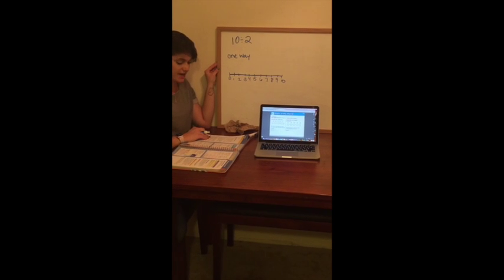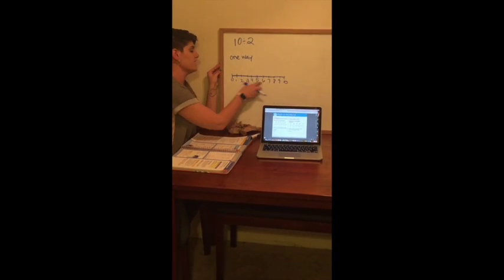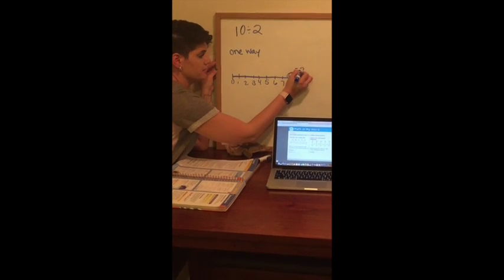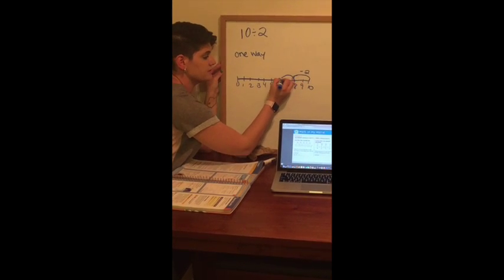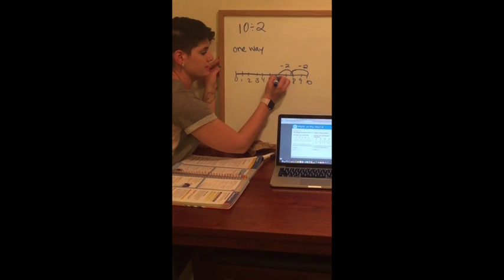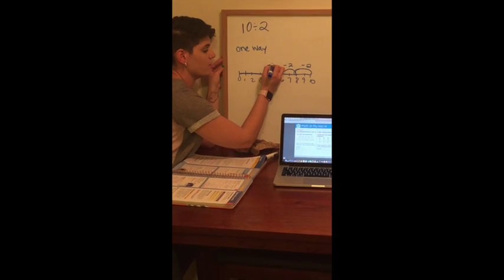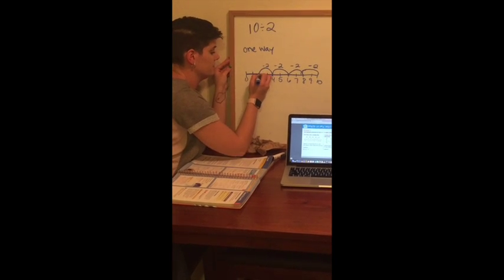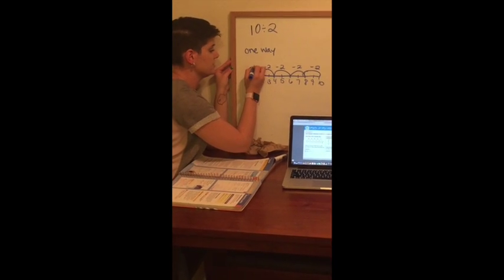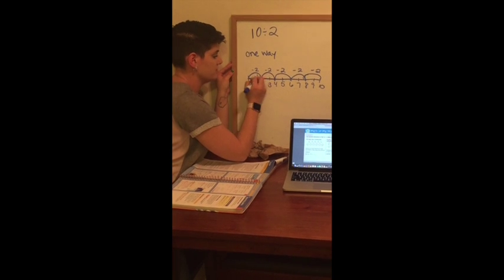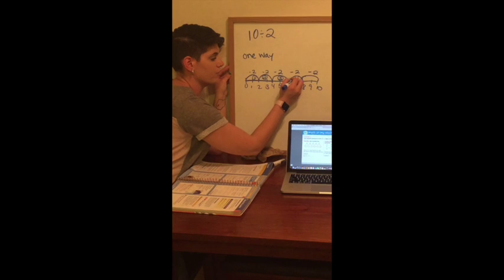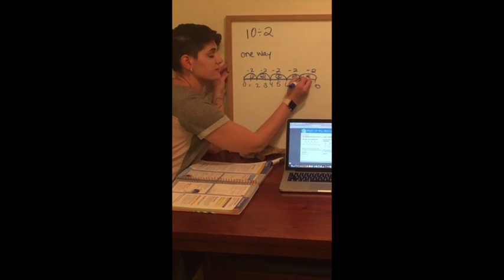I'm going to subtract 2 over and over again from 10 until I get to 0. So 10 minus 2 is 8. 8 minus 2 is 6. 6 minus 2 is 4. 4 minus 2 is 2. 2 minus 2 is 0. And that gives me 1, 2, 3, 4, 5 different bumps.